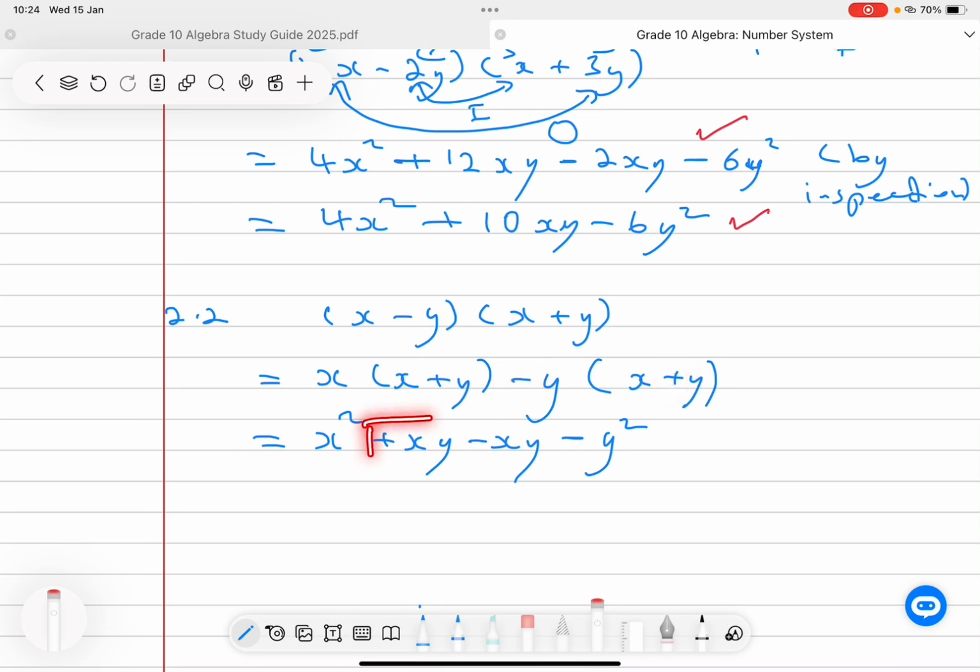Now at this stage we have like terms here in the middle. Those like terms, if you look at these two terms, they're exactly the same. It's like two numbers that are positive and negative. So this will give me a 0 here when I combine those two. So I'm going to have x squared minus y squared, because these two cancel each other out.